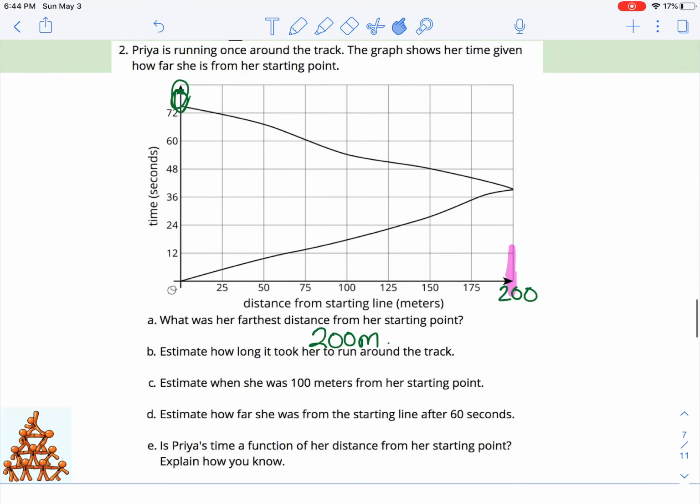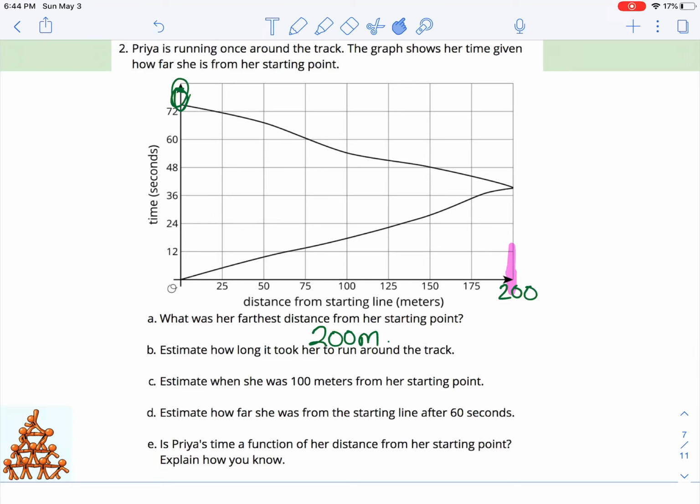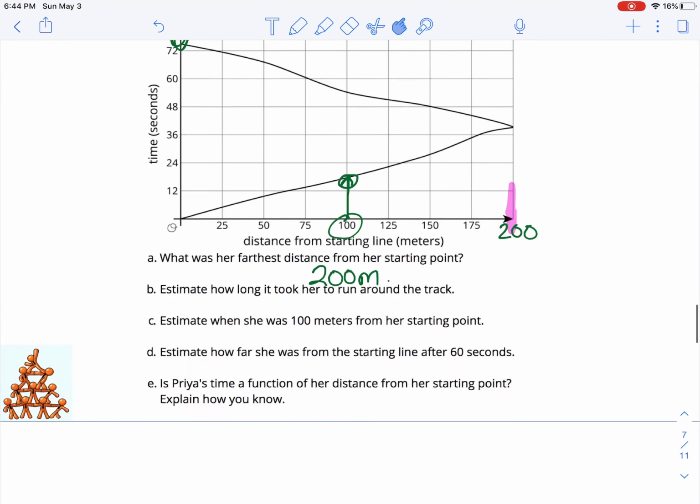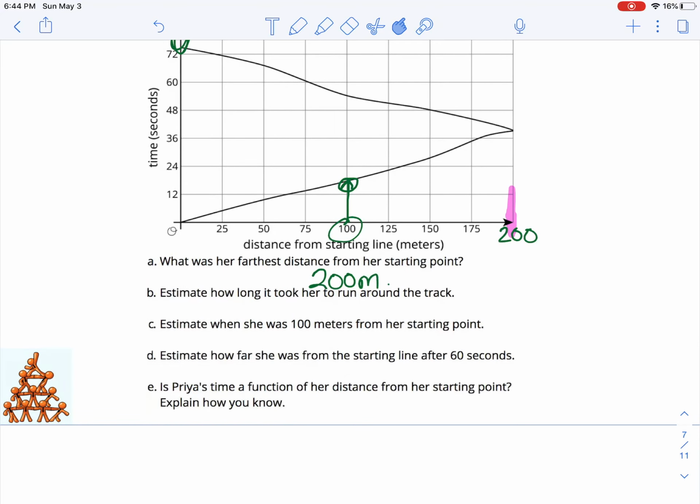For C, estimate when she was 100 meters from her starting point. So that means you find 100 meters, which is here, and then you follow it up to here, and then what value is that? That's how you do C. And then D, estimate how far she was from the starting line after 60 seconds. I want you to try to do that one totally on your own.